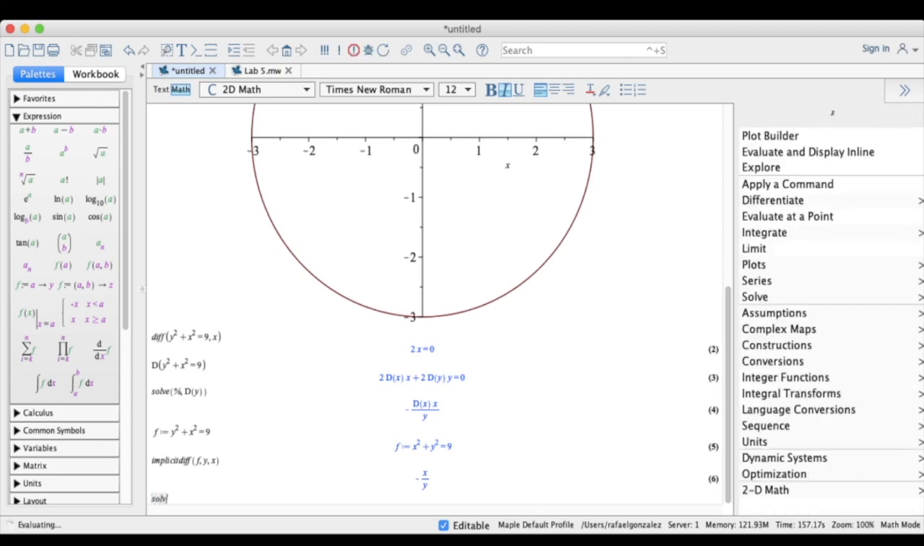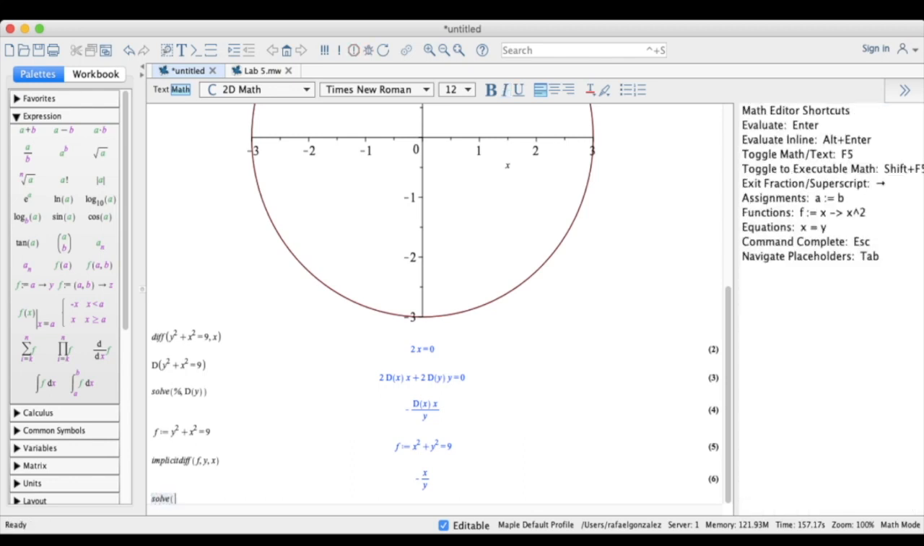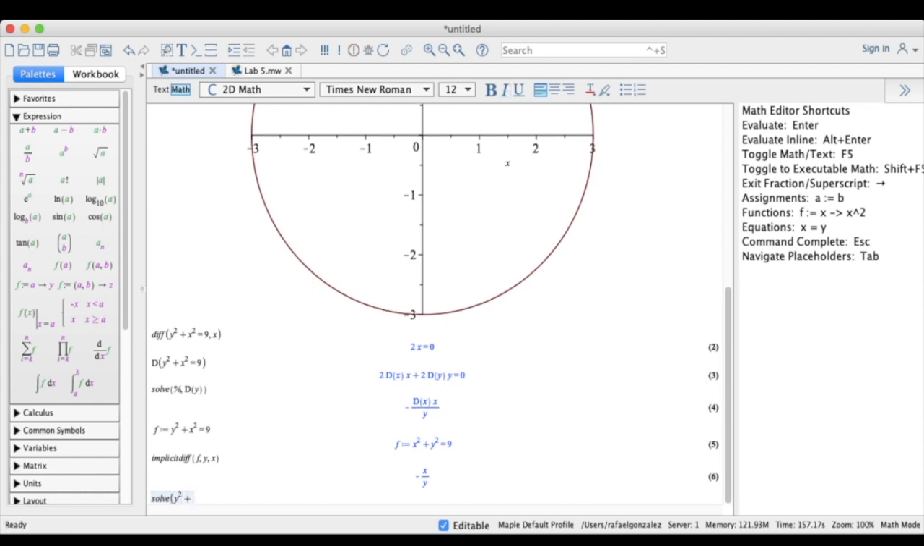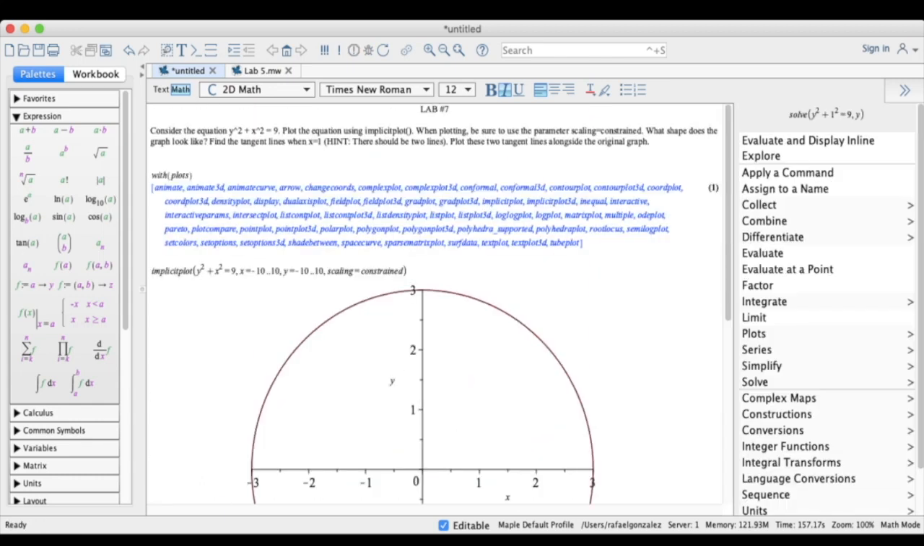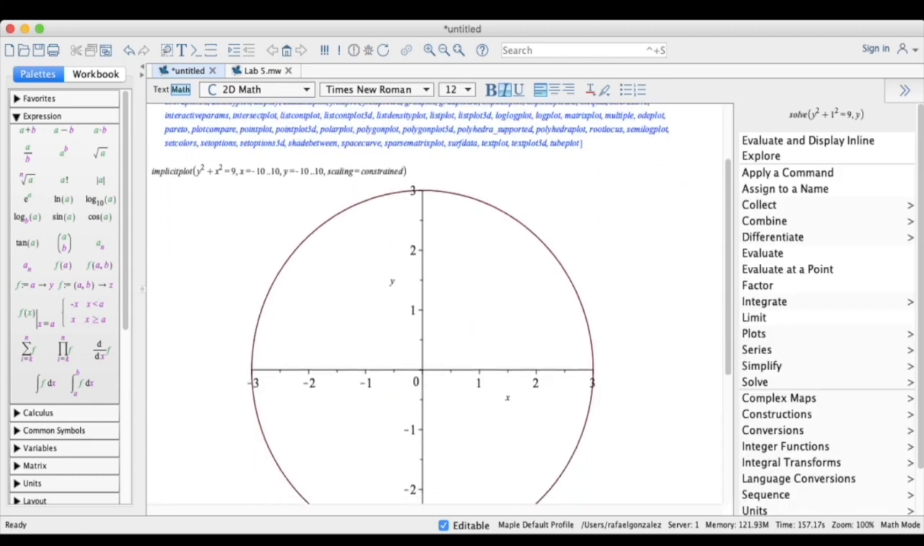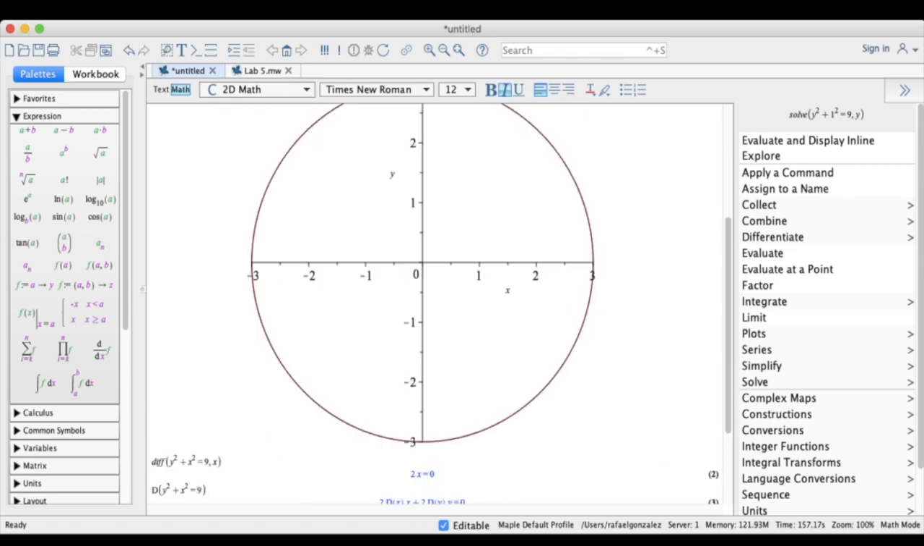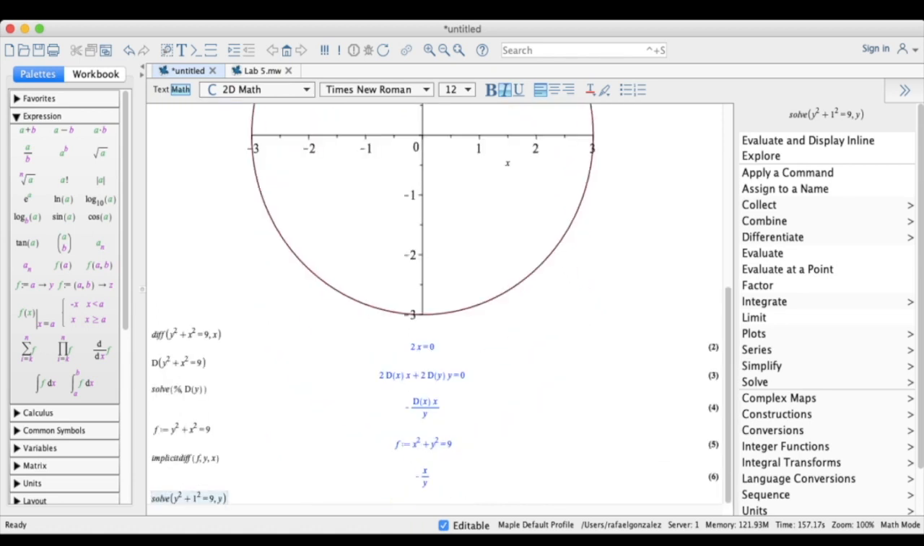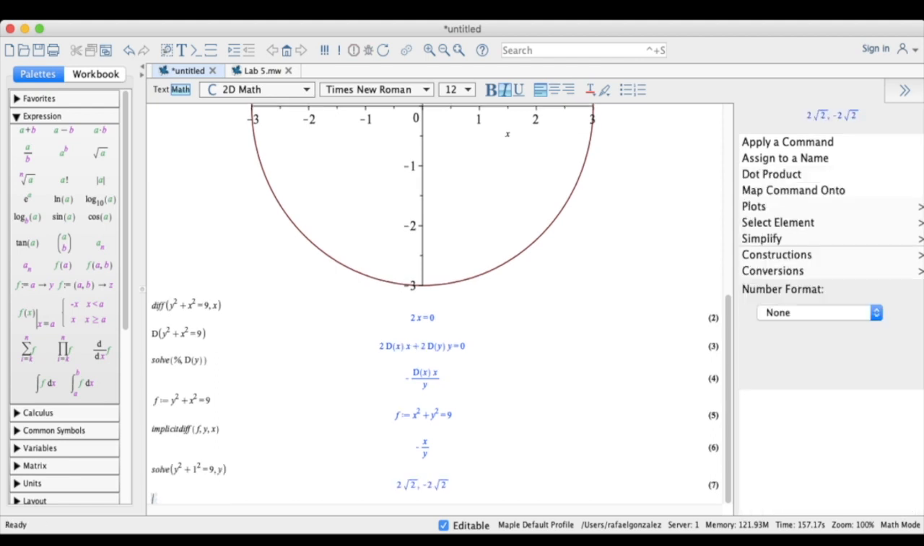So to do that, we're going to use another solve command. So I'm going to do solve, and I'm going to do y squared plus 1 squared, which obviously we know that that's 1, equals 9. And I'm going to solve this for y. This is basically solving our original equation to find or locate the point up here and the point down here. So when I press enter, I'm going to get the value for those 2 points. So I get that one of the values is 2 times the square root of 2, and the other value is negative 2 times the square root of 2.